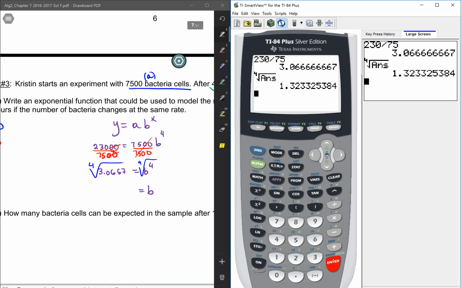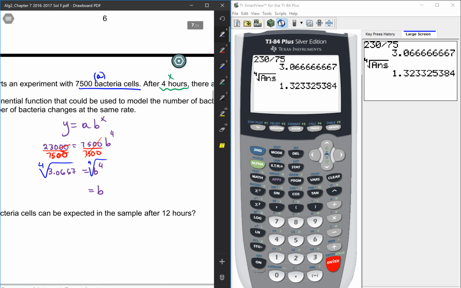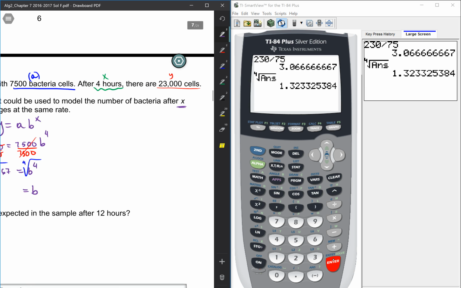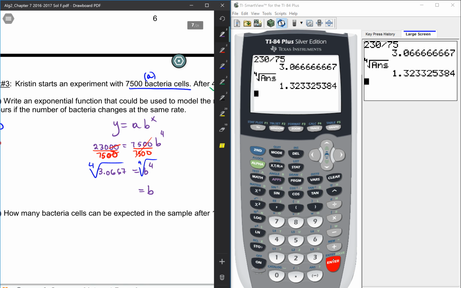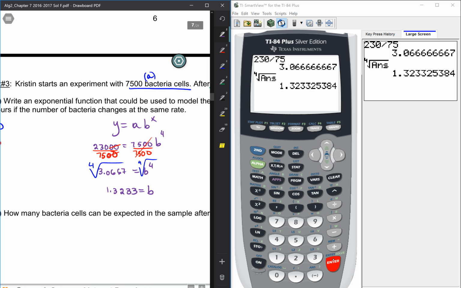Okay? Right, so it reduces the error all around. So what we're going to do, this is B. This is a constant particular to this problem. It's sort of like the rate of how fast this is changing. We normally go to 4 decimal places. So it's going to be 1.3233. That's my B.